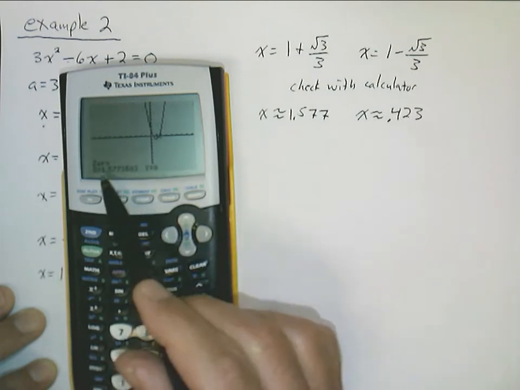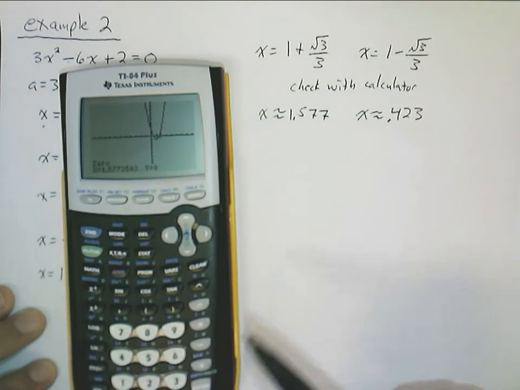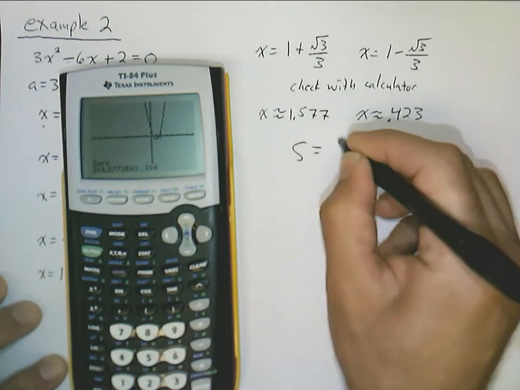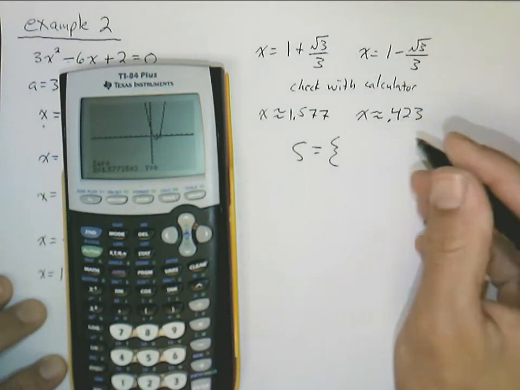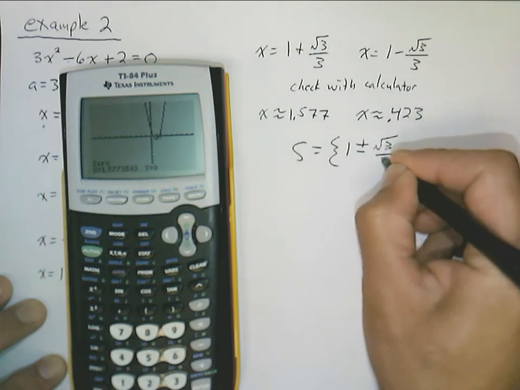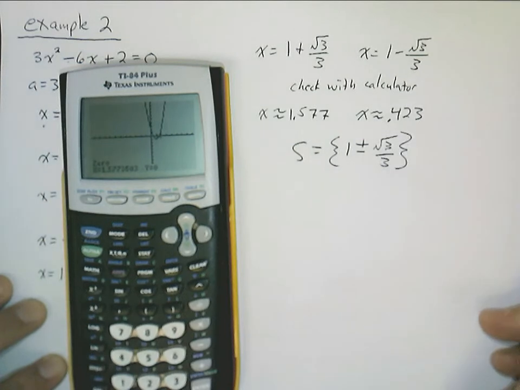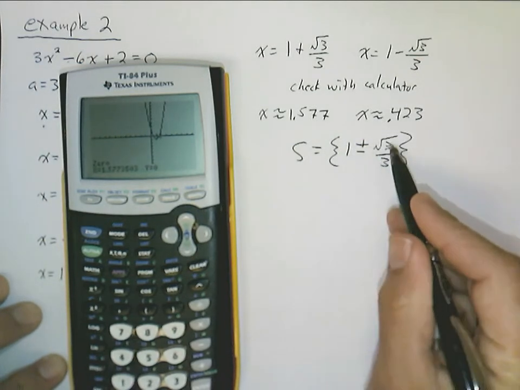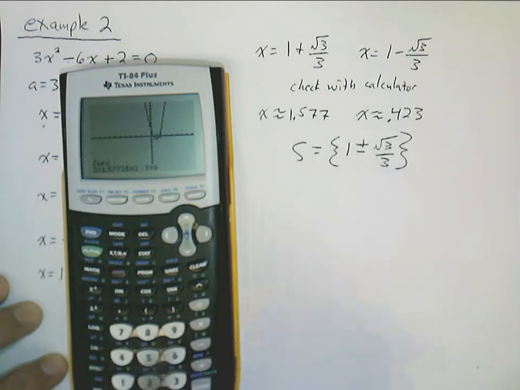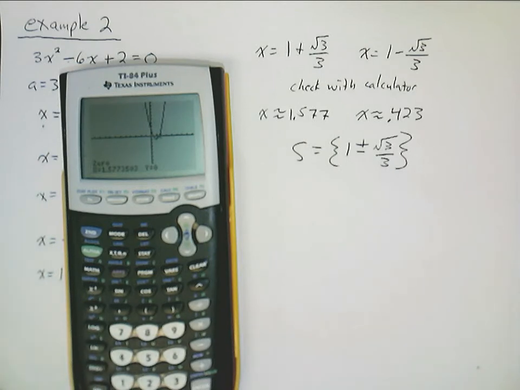And sure enough, yeah, 1.577. So those are our two solutions. So our solution set consists of, and you can write these as just 1 plus or minus the square root of 3 over 3. So we have the solution 1 plus root 3 over 3 and the solution 1 minus root 3 over 3. That's basically it for the quadratic formula. It's just a matter of plugging in numbers and then simplifying.